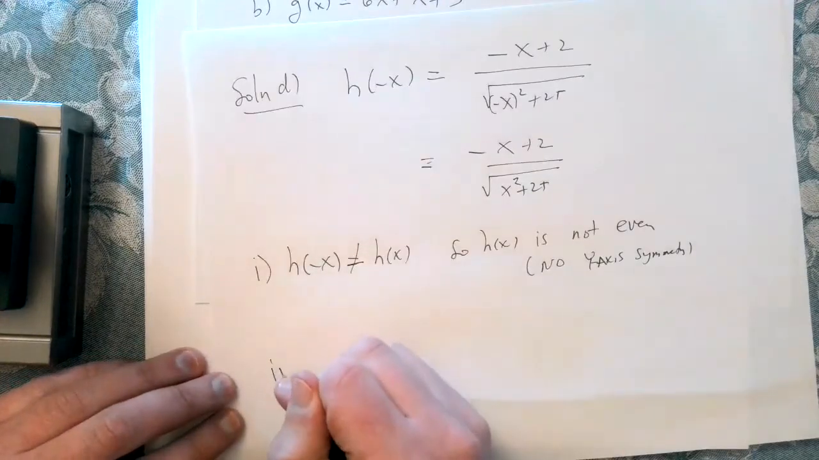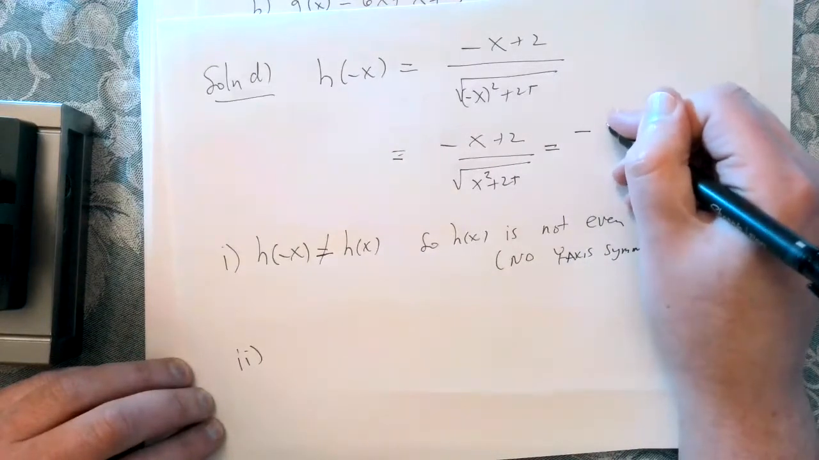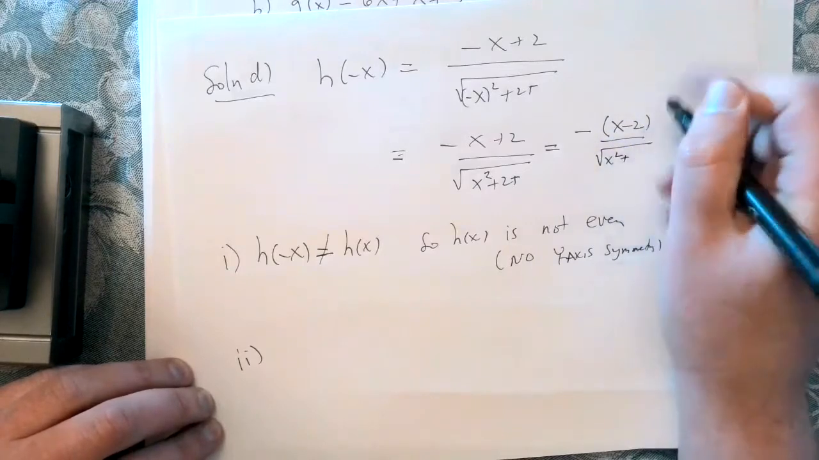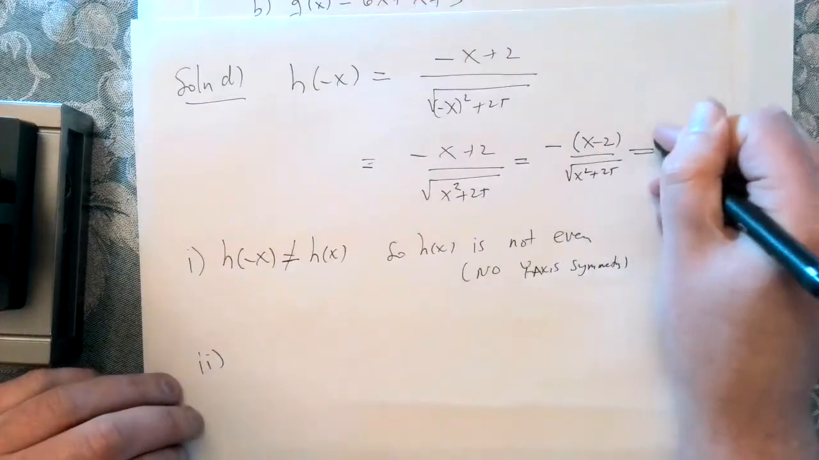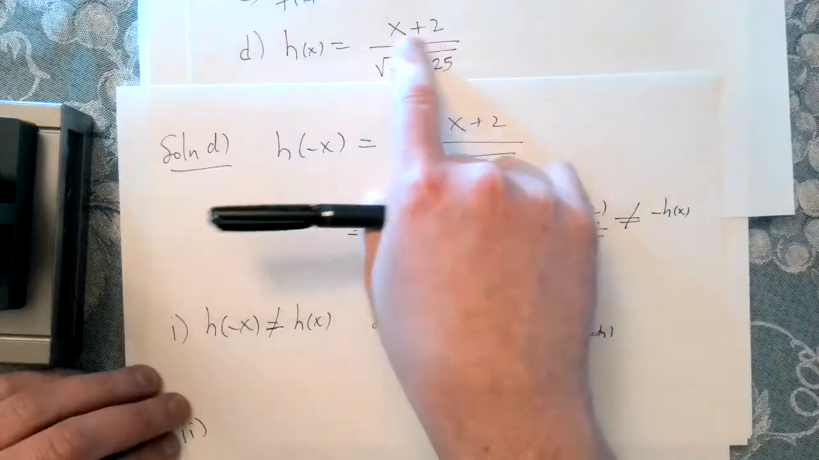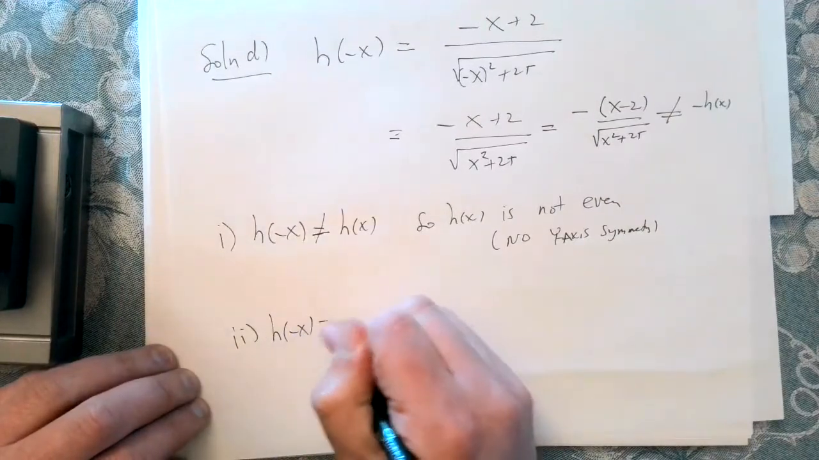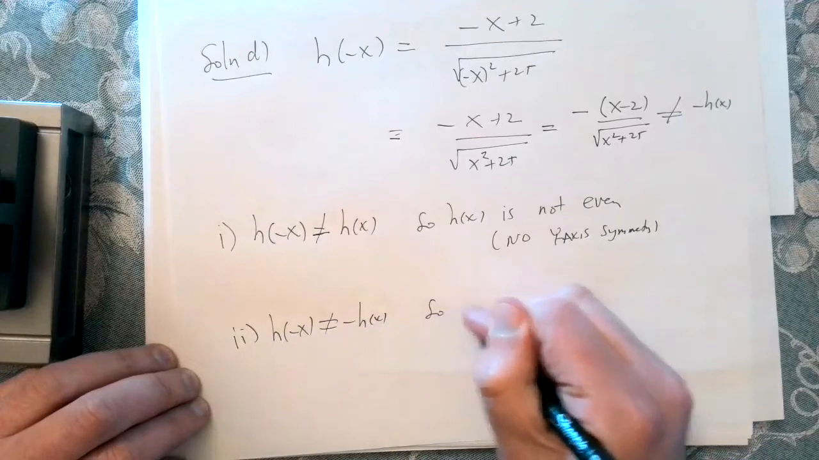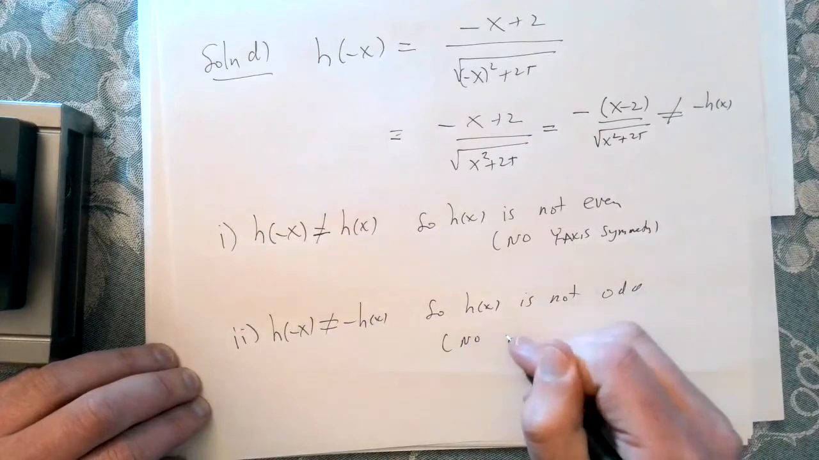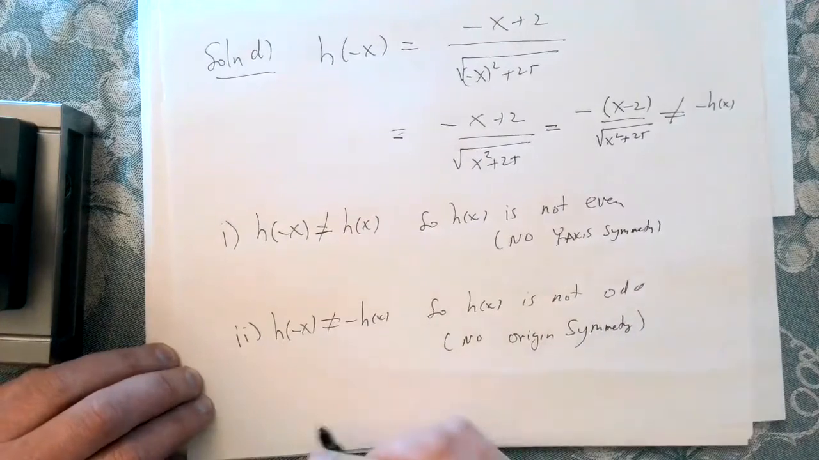But I also note something else. If I try to factor out a negative, so suppose I did, that's not the same thing as negative h of x. Right? That's not the same thing as negative h of x because negative h of x would have both of these negative. So we also have that h of negative x is not negative h of x. So h of x is not odd. So there's no origin symmetry. And so this must be neither.